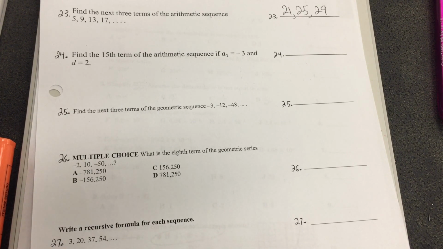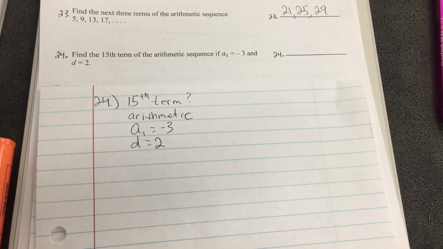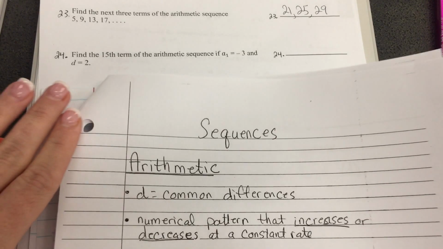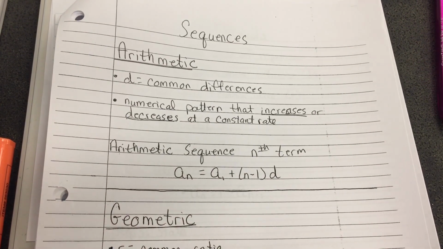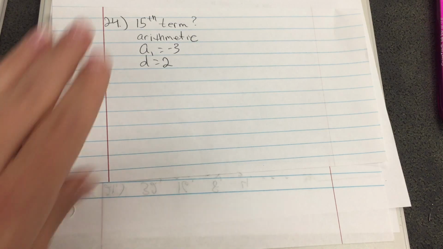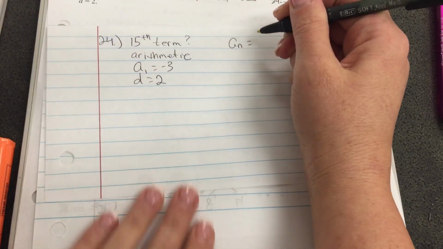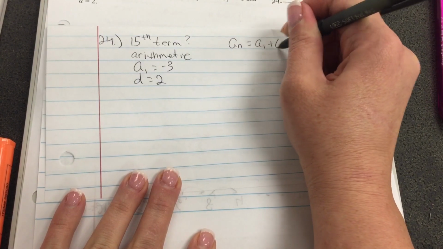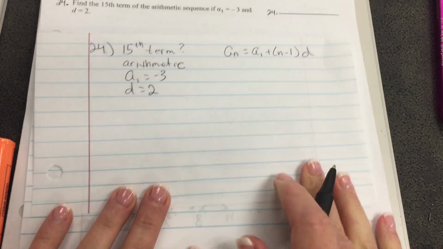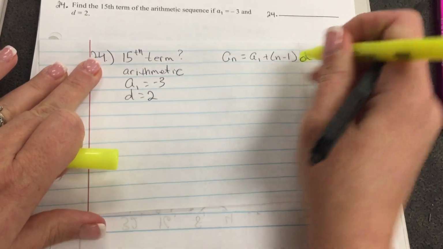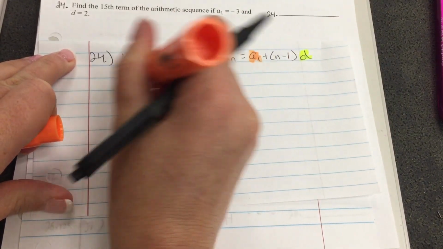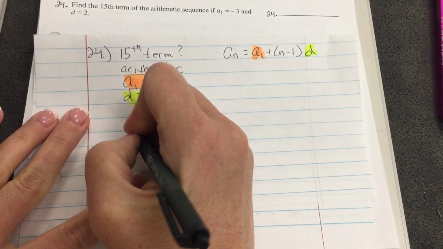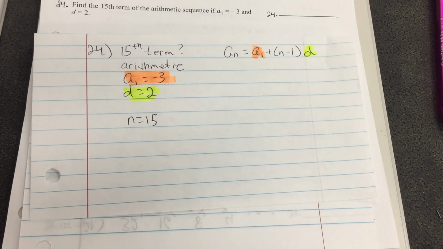To do this, I'm going to go to the sequence page and find the nth term formula. We're going to go to sequence, arithmetic, and find this nth term so we can fill in 15 for n. Our formula is a sub n equals a sub 1 plus n minus 1 times d. Let's highlight our d and a sub 1. We also know that n equals 15 because it asks for the 15th term.